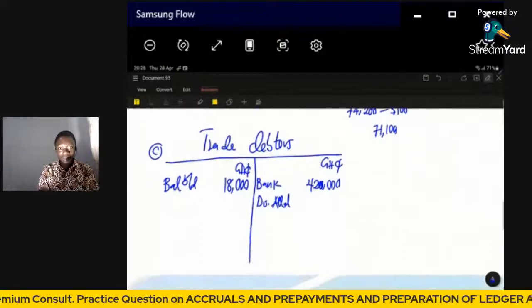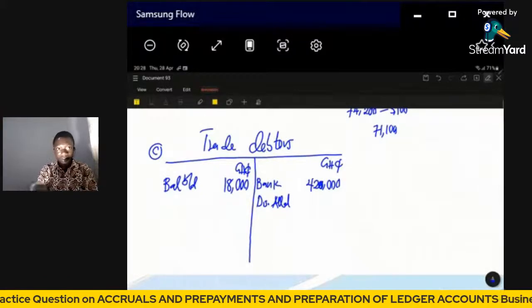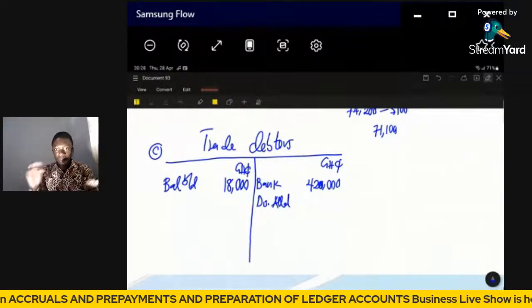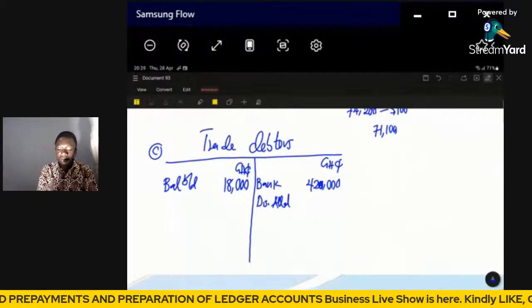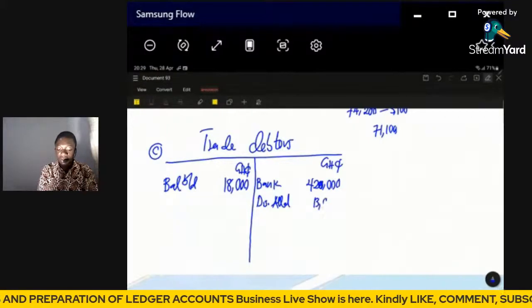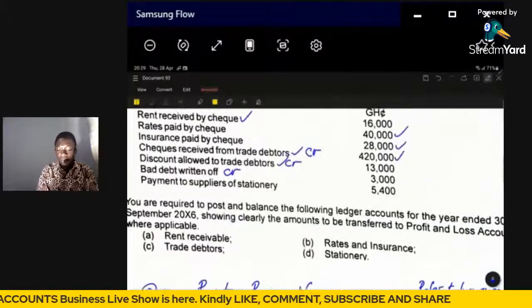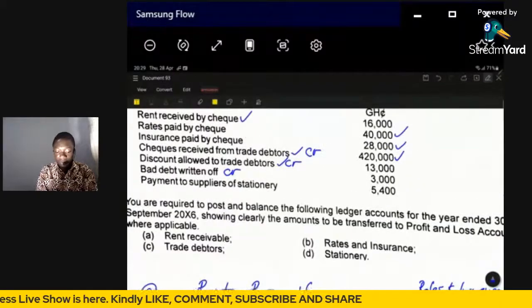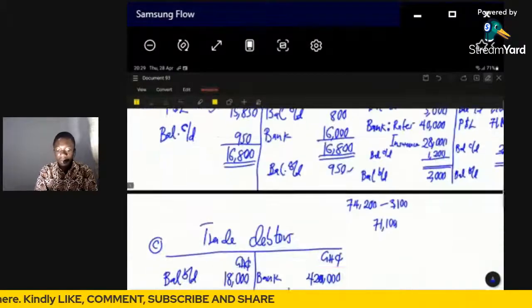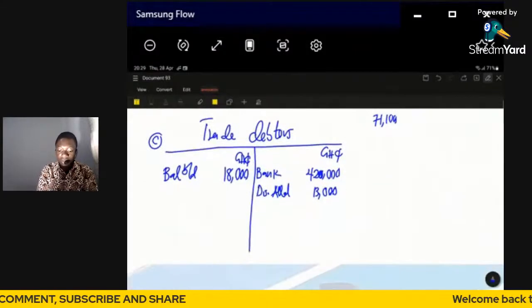Don't write this as ALLD. That's the short way I'm doing it to speed up, but write everything in full. I hope that is clear. So discount allowed, I think that was 13,000. Discount allowed 13,000. Yes, and then bad debt of 3,000. All these things reduce the indebtedness of a debtor.